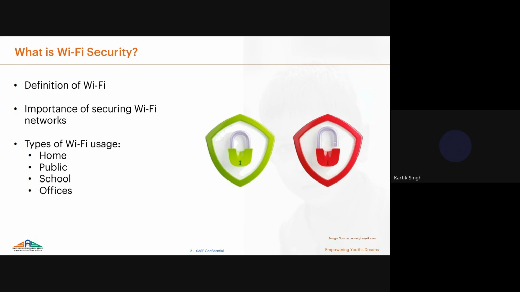Now, types of Wi-Fi usage. We use Wi-Fi at home, in public, at school, and in offices. It is always advised not to use public Wi-Fi, and if we are using it, we must use a VPN while connecting to a public network or public Wi-Fi.